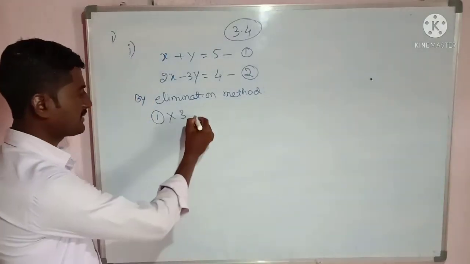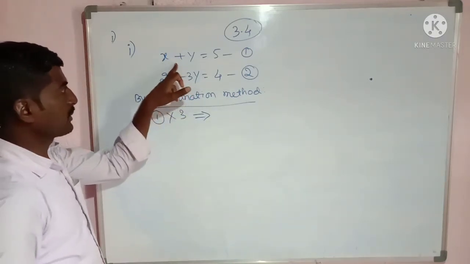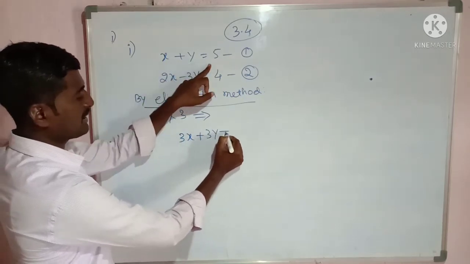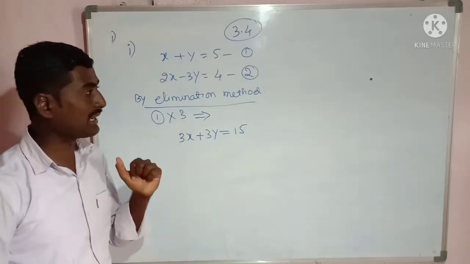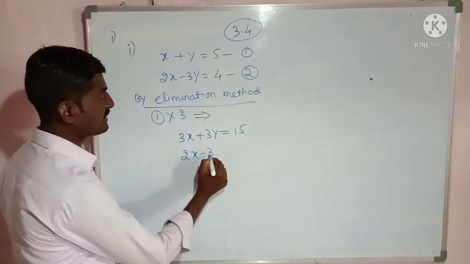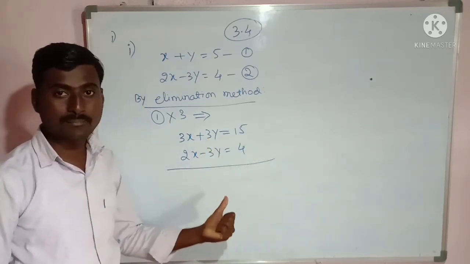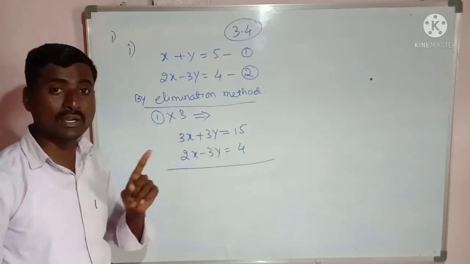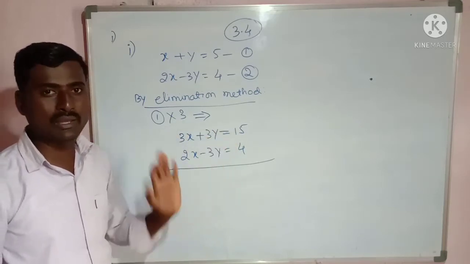Now equation number 1 multiplied by 3 implies 3x plus 3y is equal to 15, 3 fives are 15. Then I will take equation number 2: 2x minus 3y is equal to 4. Now I have to solve these two equations by adding or by subtracting, but you should eliminate one variable, either y or x. Here I am eliminating the y variable.